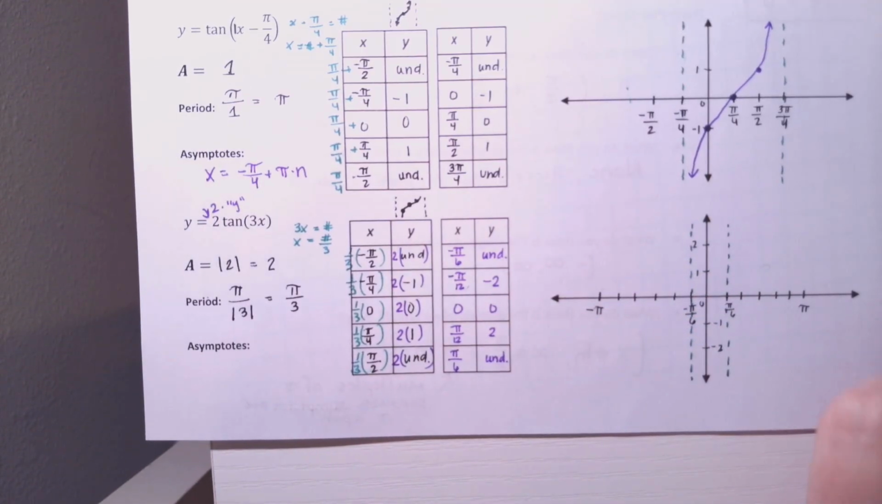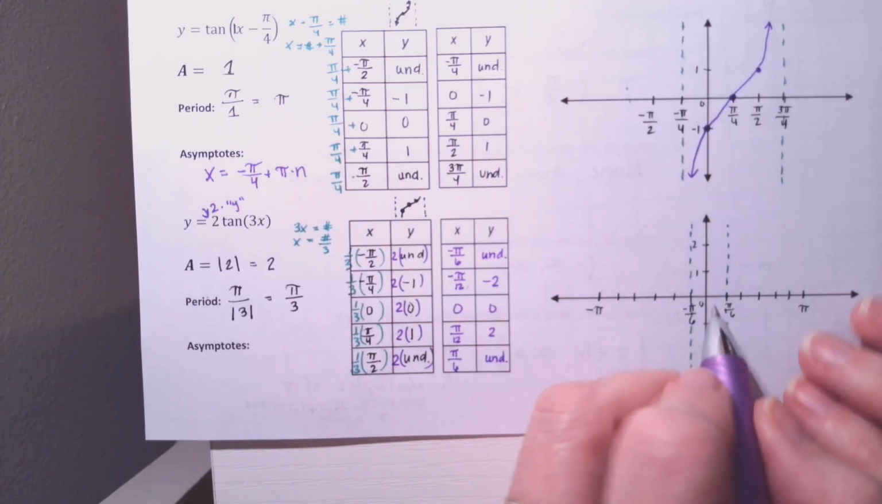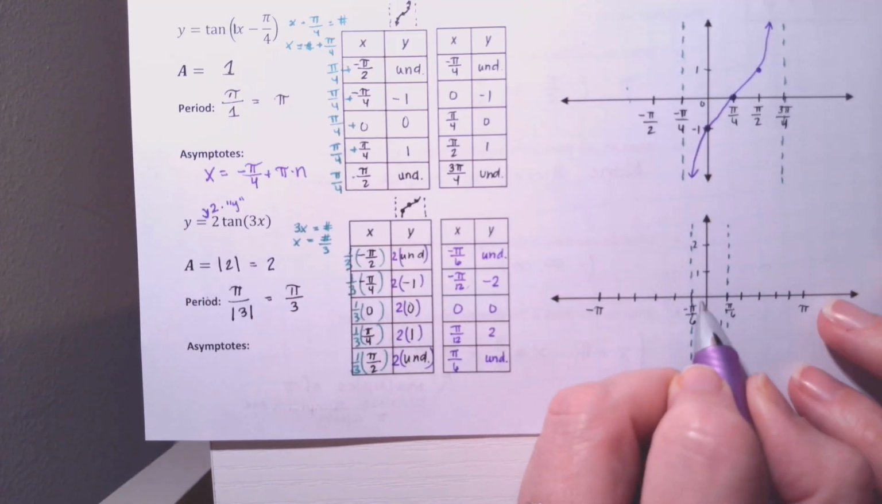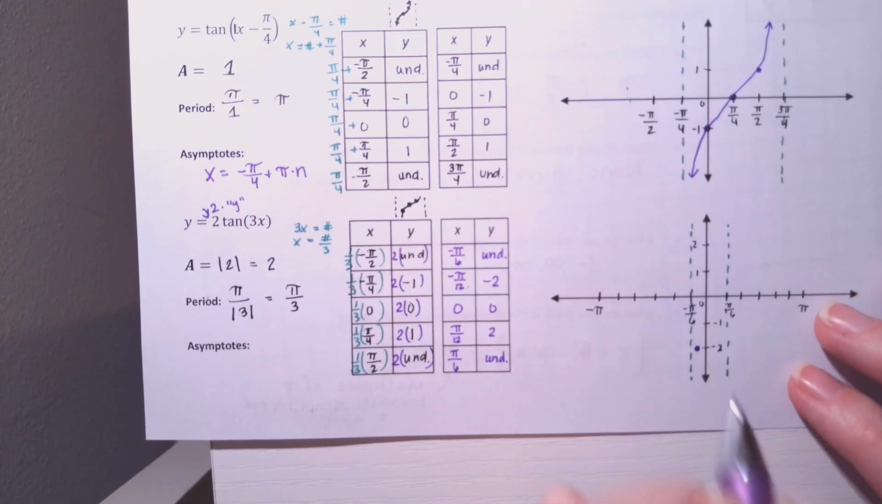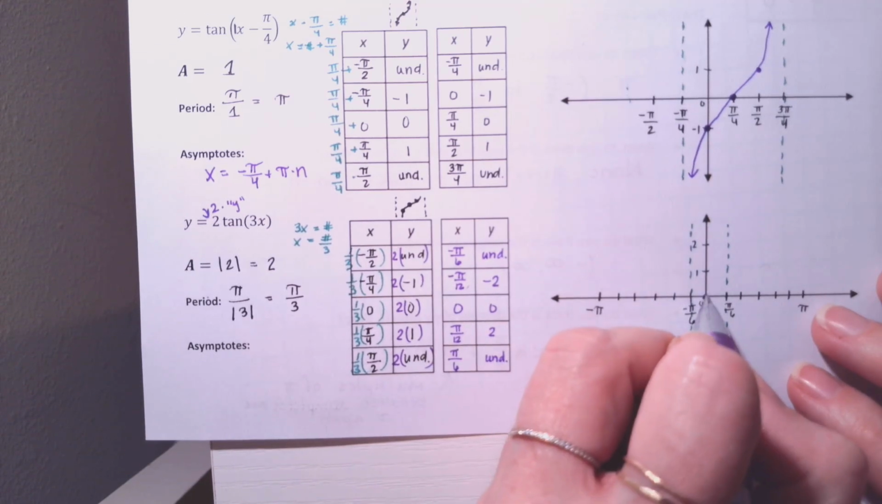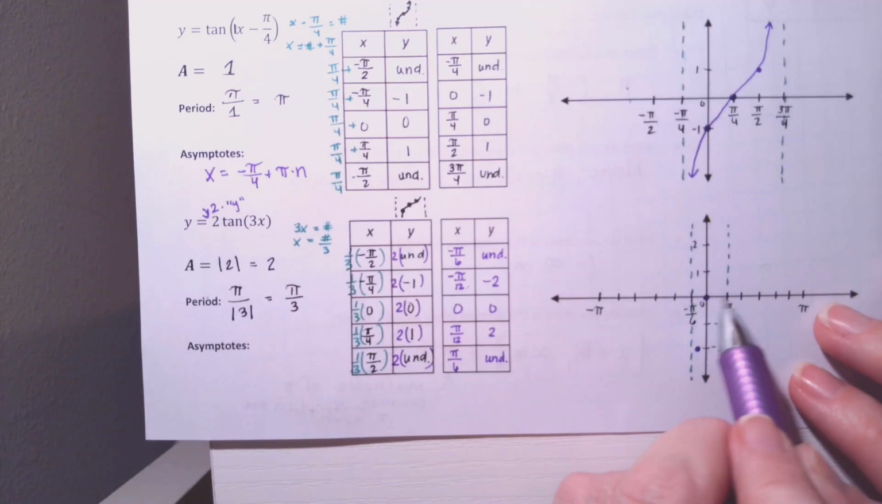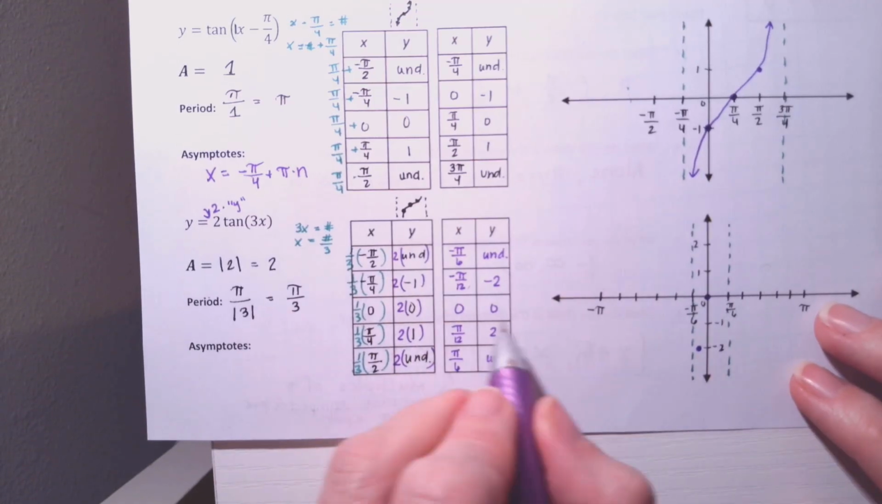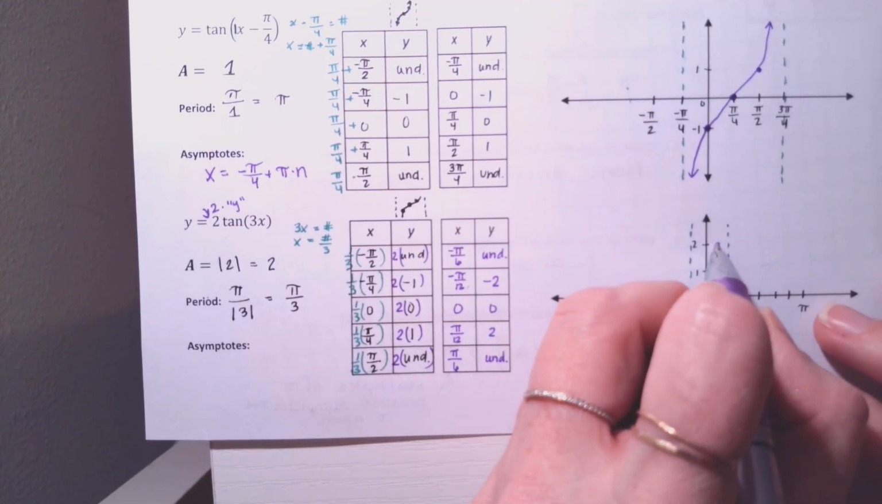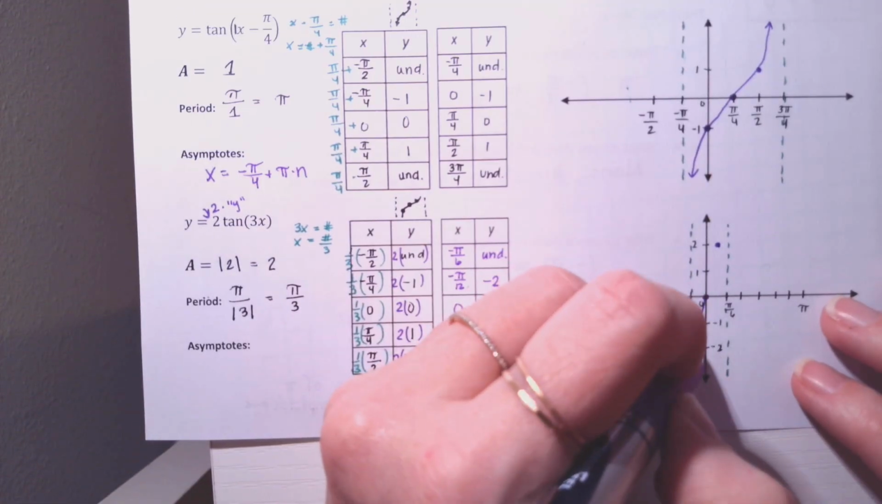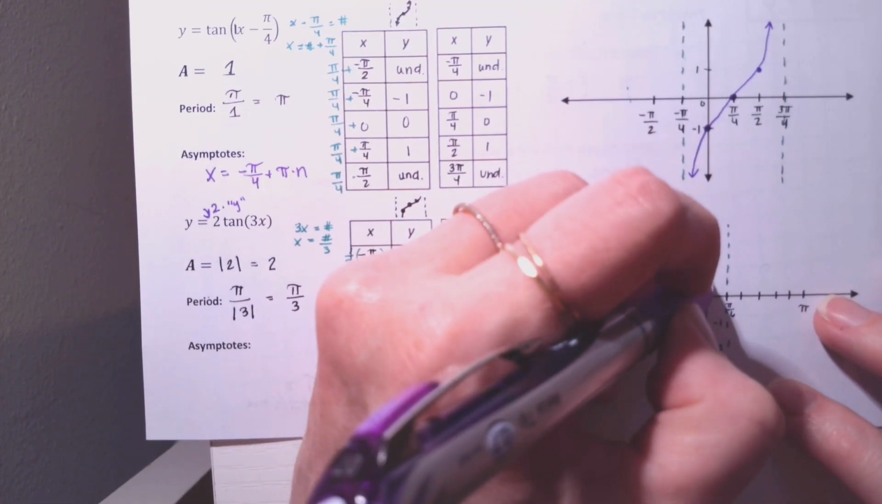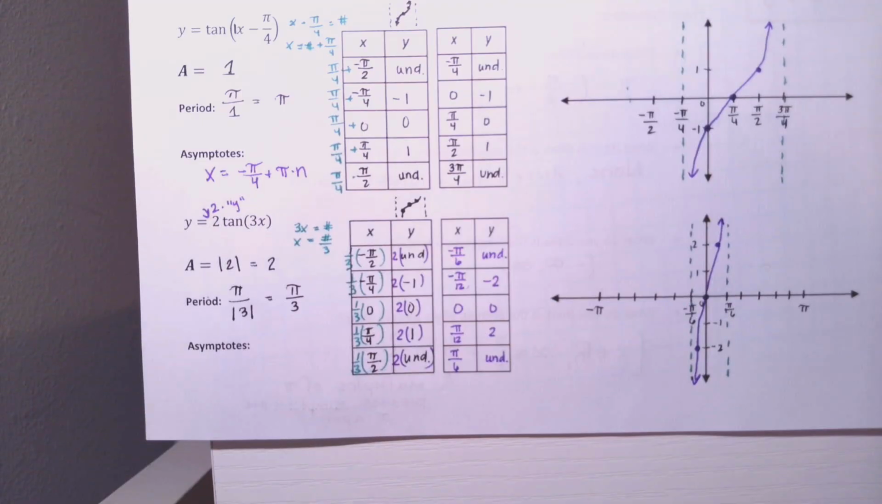Okay, and then at negative pi over 12, which is in between 0 and negative pi over 6, we're down at negative 2. At 0, we're at 0. And then at pi over 12, which is halfway between 0 and pi over 6, we are at +2 up here. So this one's a teeny tiny squished together little tangent function.